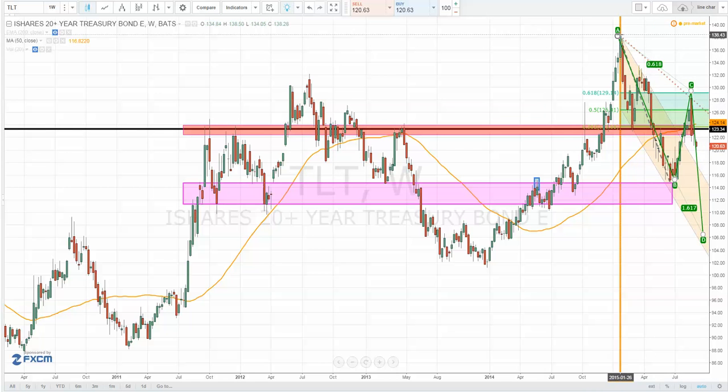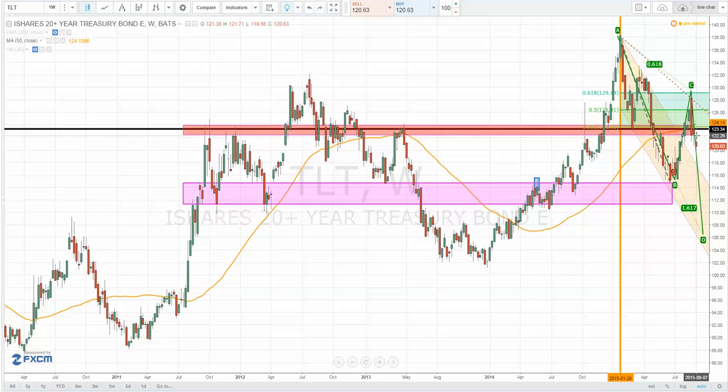So if we have A to B, and then we have a 61.8 retracement, point C right here, you can see, is pretty much exactly a 61.8 retracement from the move down from point A to point B. If we project that forward, if we go to 1.61 of the move down from B to C, that gives us a target of around 106.